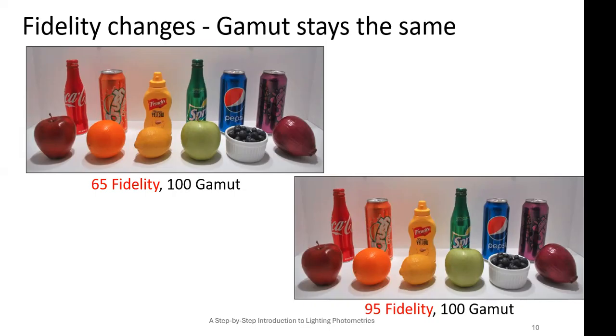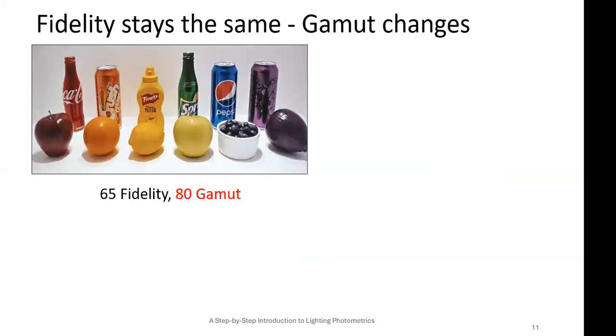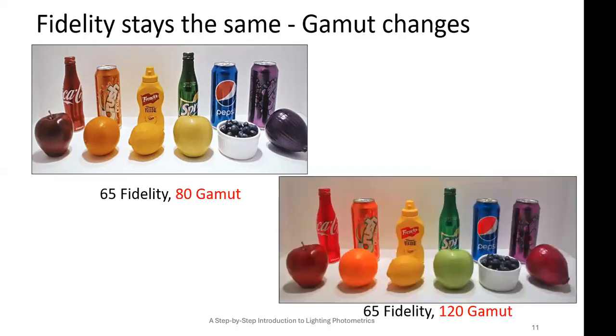Now, if we consider saturation or the gamut side, let's look at that now. We're going to look at the fidelity, where we're holding the fidelity constant and the gamut, or the saturation, changes. All right, so let's look at this. This is the 65 fidelity, 80 gamut, and now we're 65 fidelity and 120 gamut. This is where our color preferences come in.